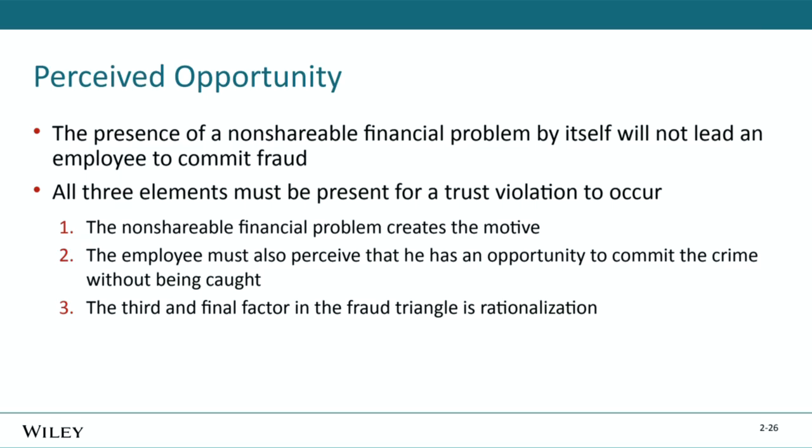So 3 elements must be present for a trust violation to occur. 1, the non-shareable financial problem creates the motive. 2, the employee must also perceive that he has an opportunity to commit the crime without being caught. And the third and final factor is rationalization. So I say there's an opportunity. Maybe there's a breakdown in internal controls. He finds out that, oh yeah, they're supposed to reconcile the bank statements every month, but no one does it. So you could slip something through. Nobody will catch it. Okay.